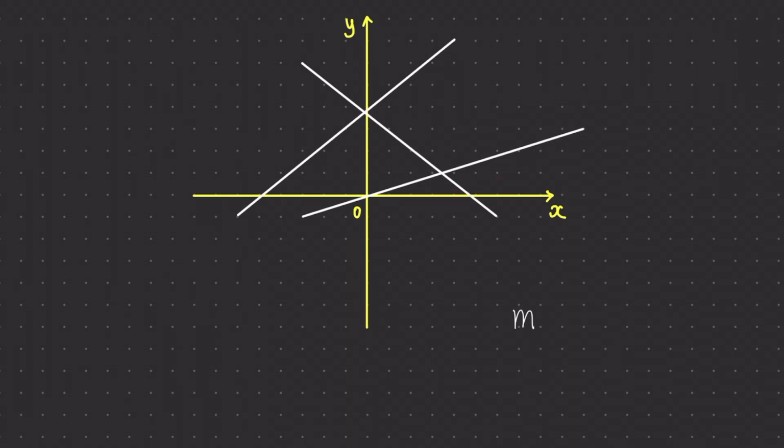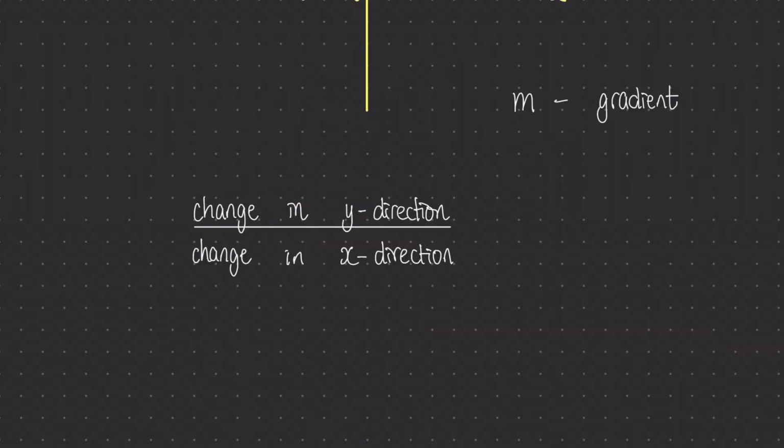In maths, we normally use the letter m to denote the gradient. Now, there are many ways to interpret what the meaning of gradient is in terms of maths, so I'll do my best to cover a few of the most common ways of describing it. One of the ways of understanding gradient is that it is the change in the y direction of a line divided by the change in the x direction of a line. Some other people will call this rise over run.